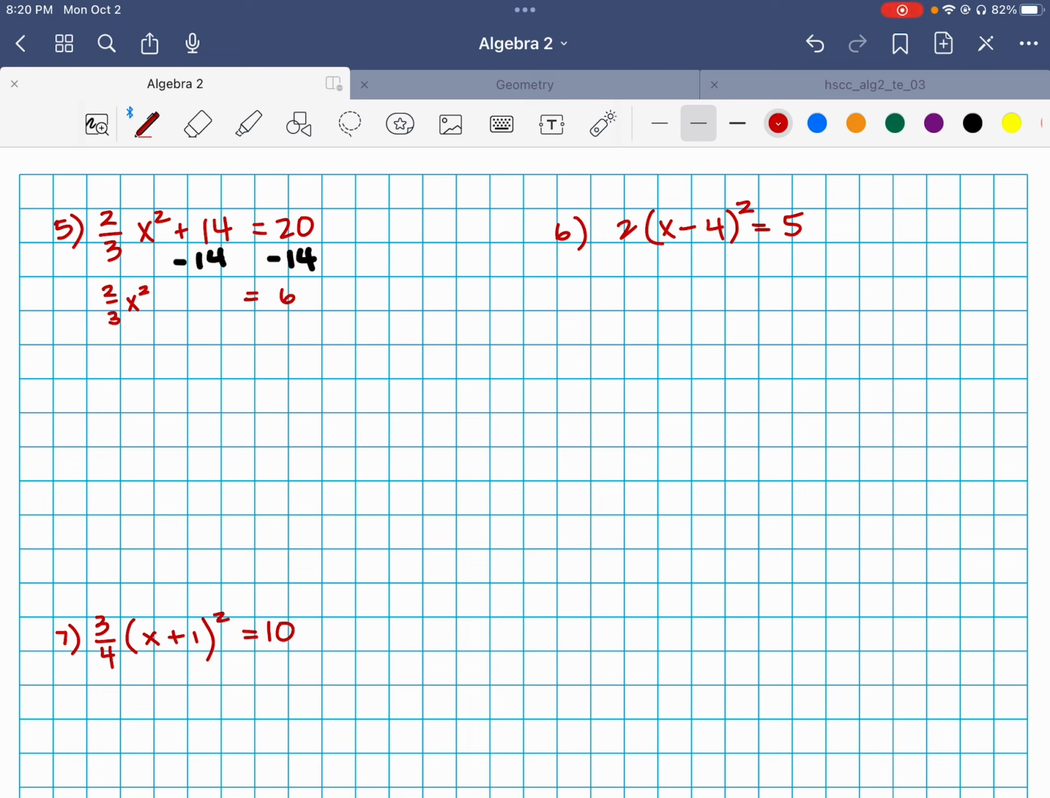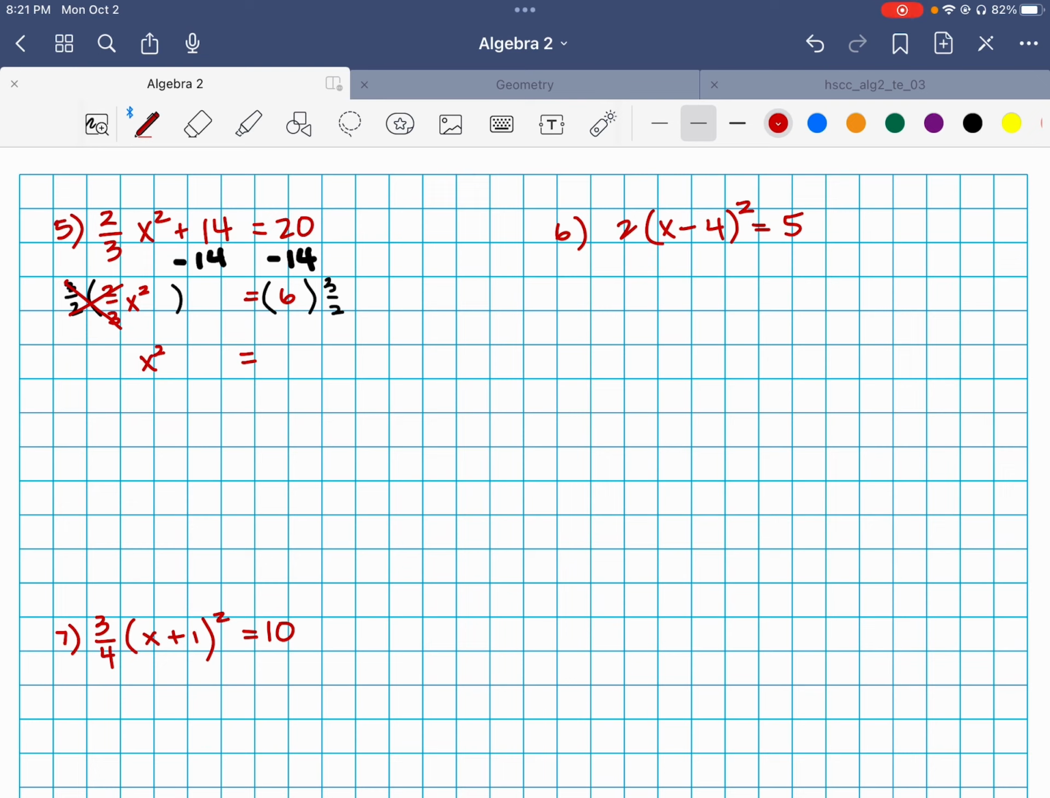All right. After you do that, you want to get rid of the 2/3. The way we're going to get rid of the 2/3 is we're going to multiply both sides of the equation by 2/3's reciprocal. That means 3/2. So we're going to multiply the right side by 3/2 and the left side by 3/2. This is going to make the left side have just x squared, or if you wanted, you could say 1x squared, because 3 divided by 3 is 1, 2 divided by 2 is 1.